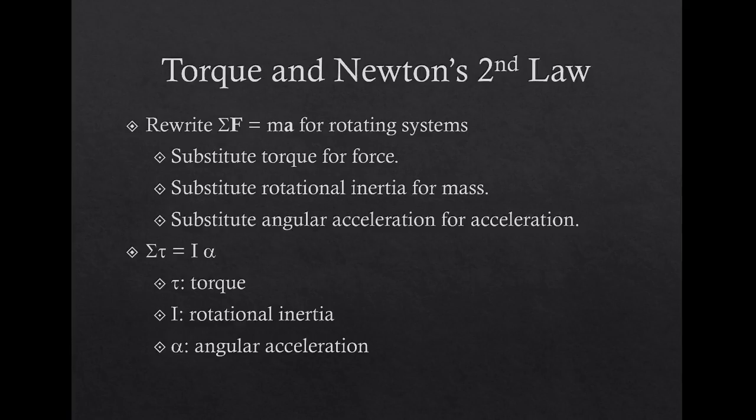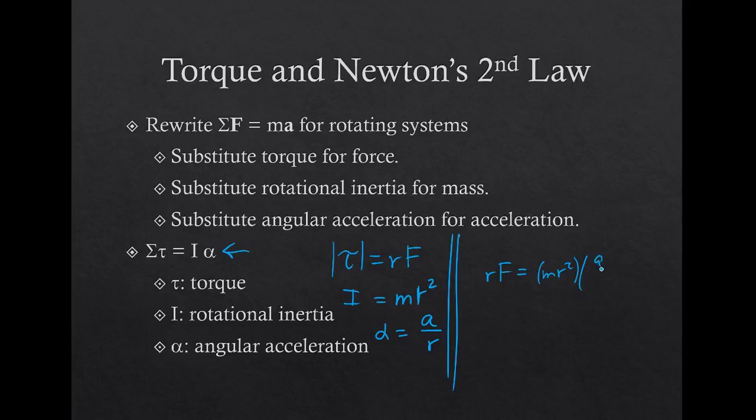Now some things to keep in mind. The magnitude of a torque is R times F. Rotational inertia is mass times R squared, but angular acceleration is actually linear acceleration divided by R. So if you plug all that in, you get RF equals mr squared times a over R. So what happens? One R cancels on each side, and lo and behold, F equals ma. So it's not a proof, but at least we're showing you where this comes from.